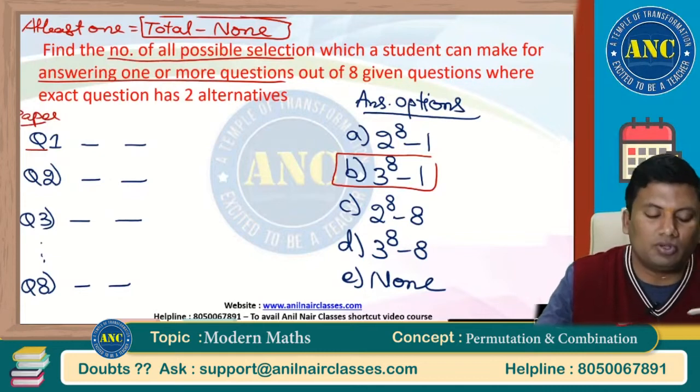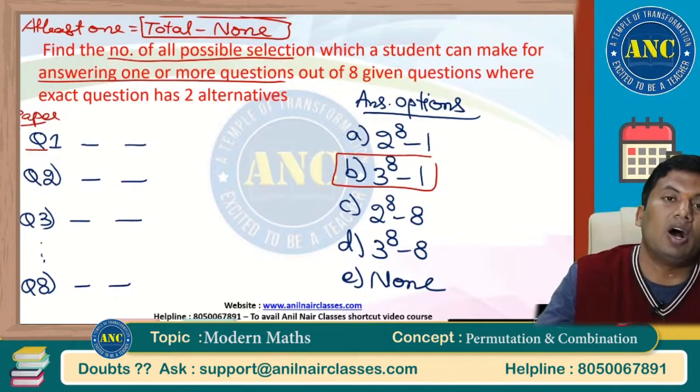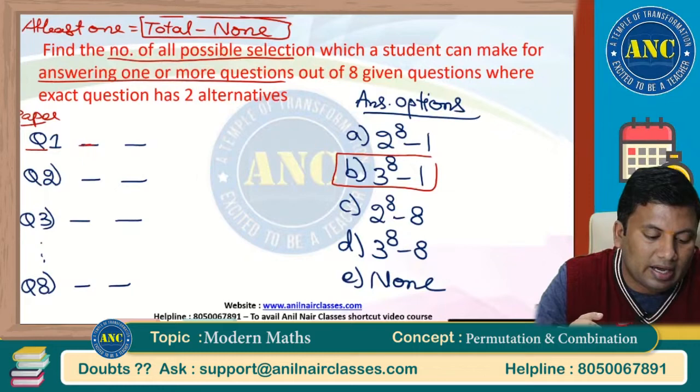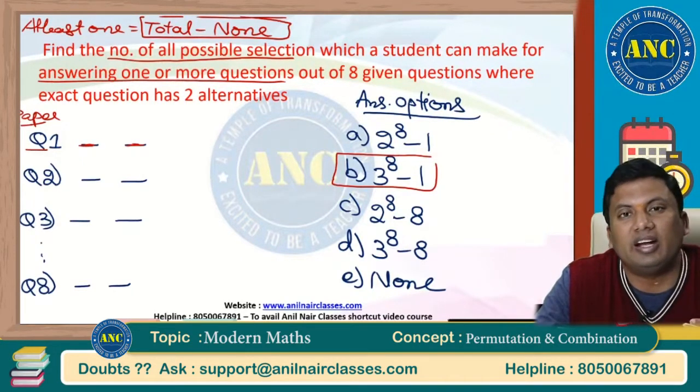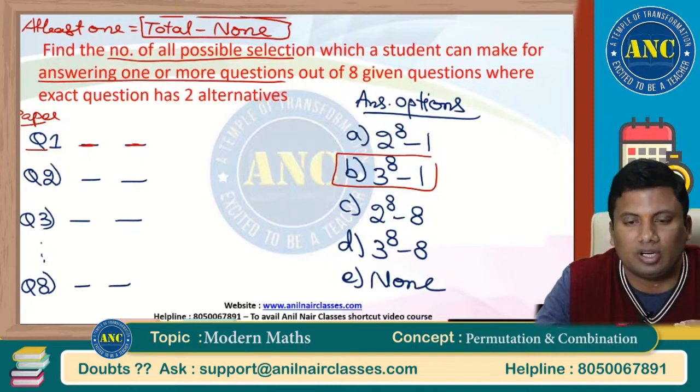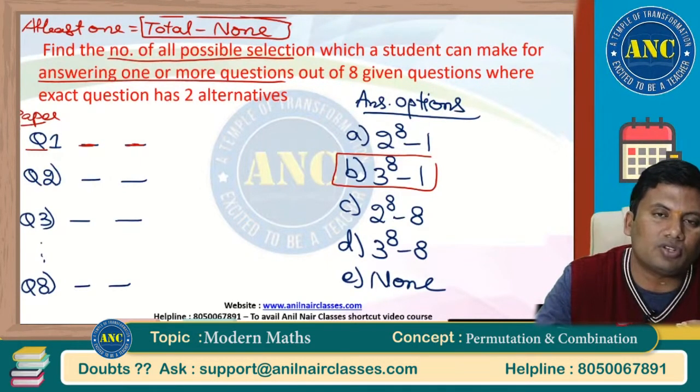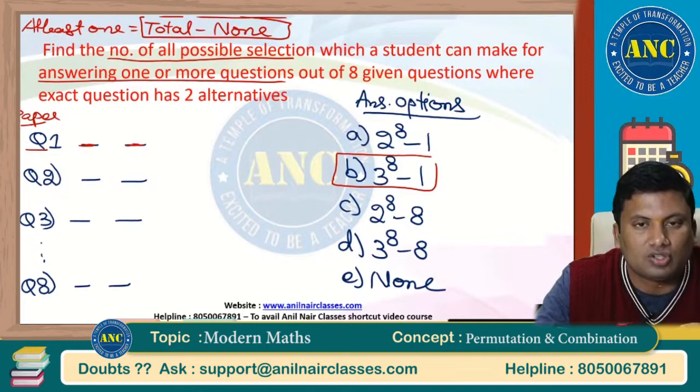In question number 1, how many ways are there to answer a question? He can tick mark option A. He can tick mark option B. Or he decides not to solve the question. Deciding not to solve a question is also one of the ways.